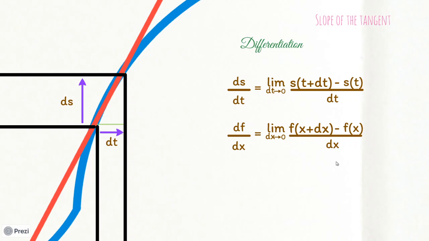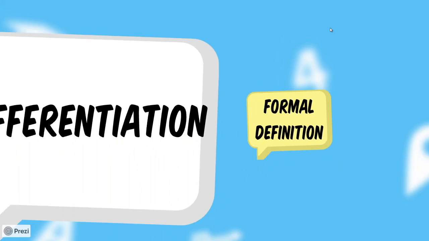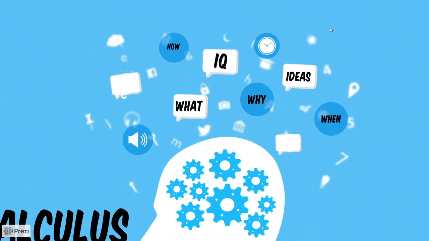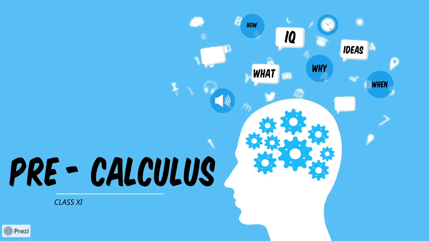Differentiation is also, as I said, the slope of the tangent. You get the tangent, this red line becomes the tangent as dt approaches 0, and then you find the slope. This is actually how you find the slope also: change in y divided by change in x, remember? So differentiation is actually the slope of the tangent, and you will understand this more in the coming videos. For now, I think you have understood enough about the basics of differentiation.